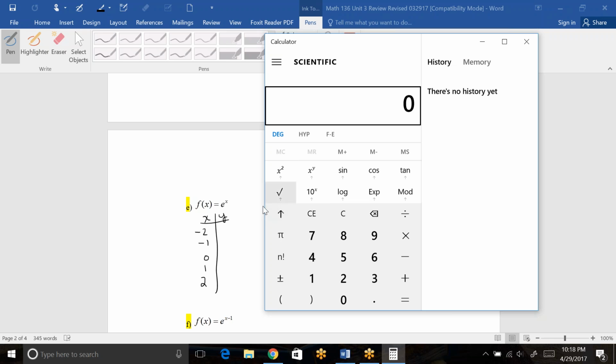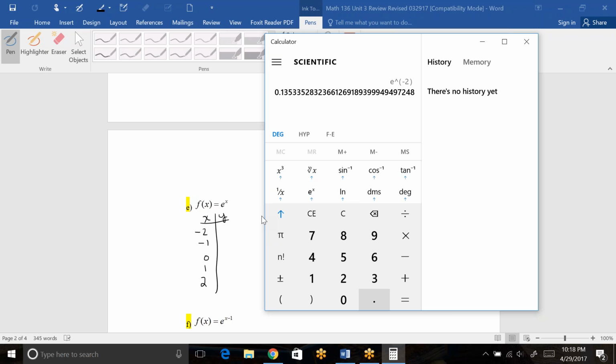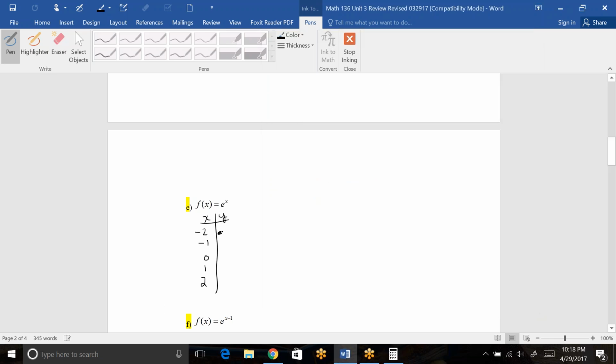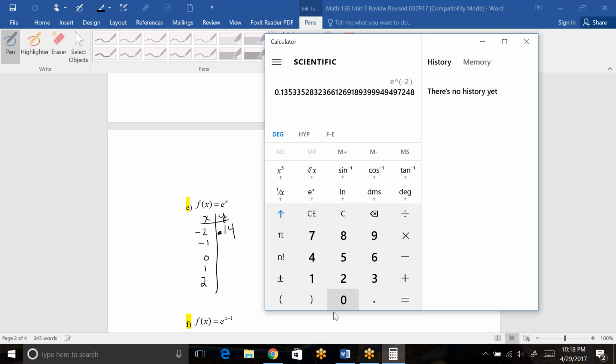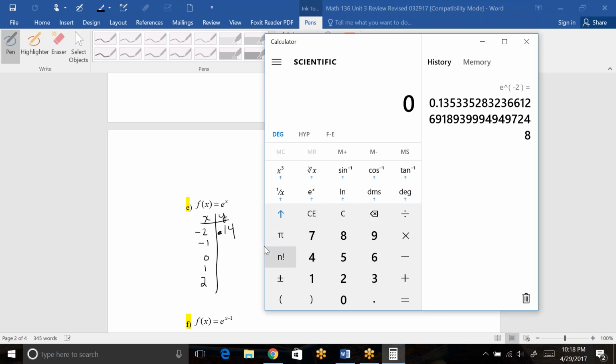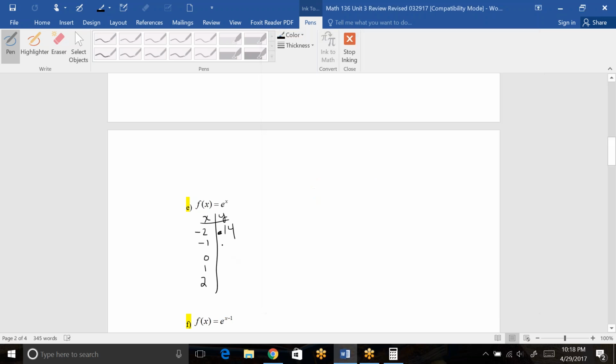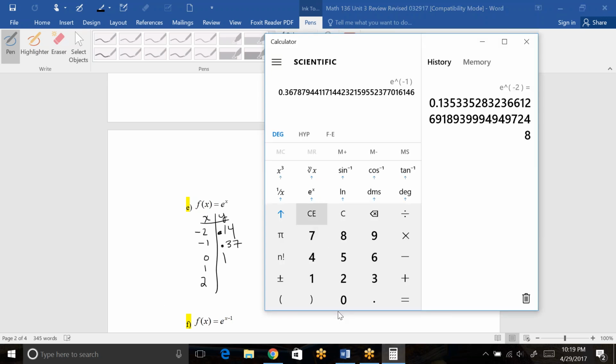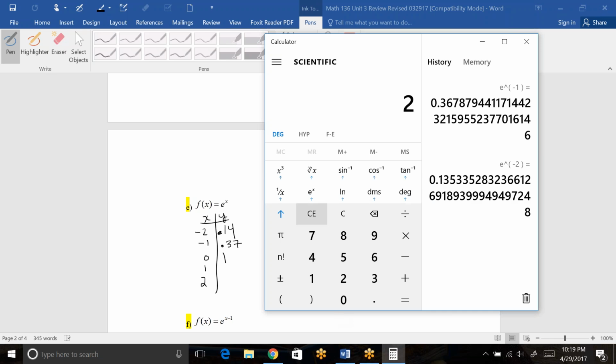So my button works a little weird on this calculator. I have to enter the exponent first and then type in the e button. So -2, and then I tell it that I want that to be base e. So that's 0.14. And then I'm going to do e to the -1, which is 0.37. E to the 0 would just be 1. E to the first is just going to be e, but that's about 2.72.